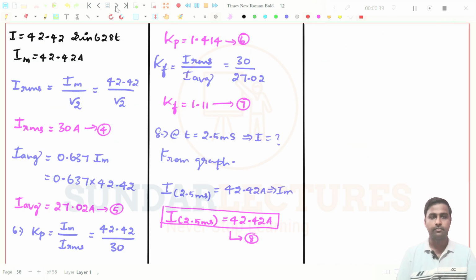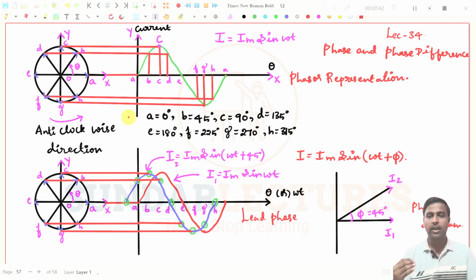So in this class, before entering into AC through resistor, inductor and capacitor, we need to know what phase and phase difference are. That is very important here. See how this waveform is coming. We have seen this using the expression I is equal to Im sin omega t, where instead of omega t we substituted theta values: 0, 45 degree, 90 degree and so on.